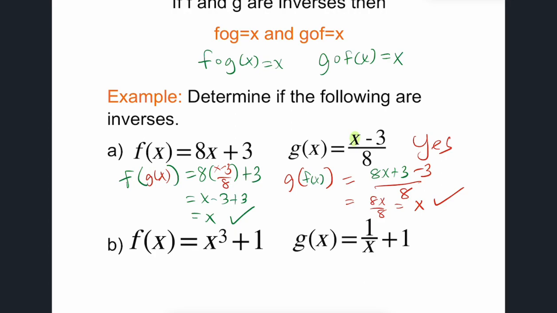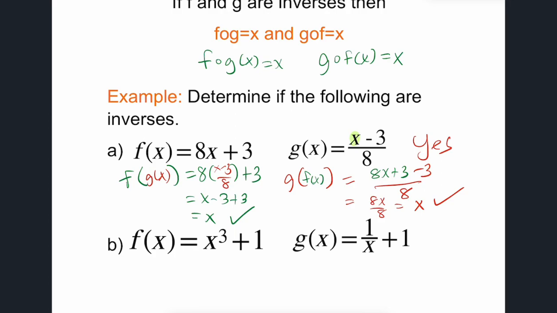Now, if one way doesn't work, you immediately know they're not inverses. So we're going to take out the x. See, our input has become f of x. So I took out the x and I replaced it with f of x, which was 8x plus 3. So that's your f of x.